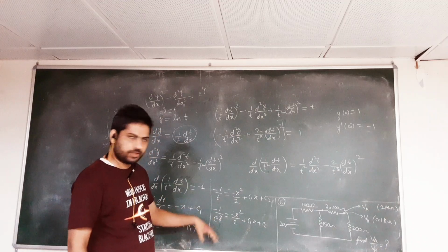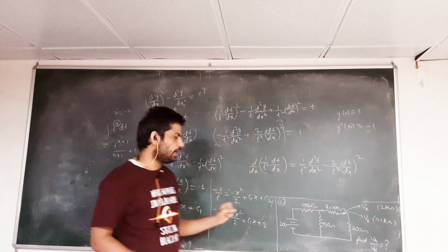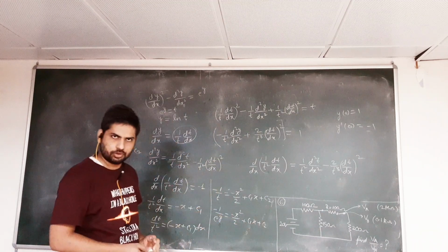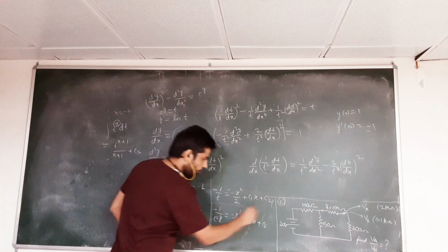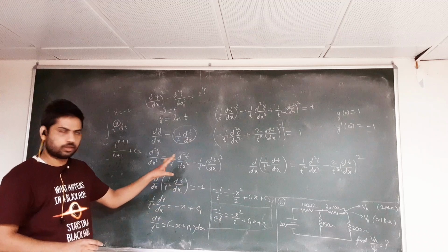Similarly, if you take the derivative of this term and then again put the value of x as 0, you will get the value of c1, and in this way you can find the values of c1 and c2 both, and then you will get the required solution of this differential equation. So in this way you could solve this question.